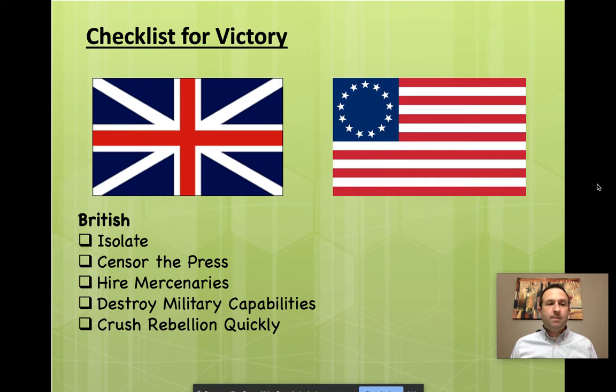That's why we have a free press and why it's so important to have diverse sources in our society. Number three, enlist German mercenaries. Quite honestly, a lot of the British soldiers in the colonies are fighting for the Americans, and now you have a shortage of troops. Plus, don't forget, you've been fighting for forever now, it seems like.